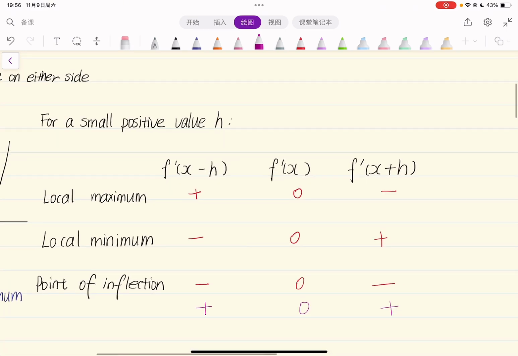So we can see in this table the gradient of the curve on either side of the stationary point. So those are the nature of the local maximum, local minimum, and the point of inflection.